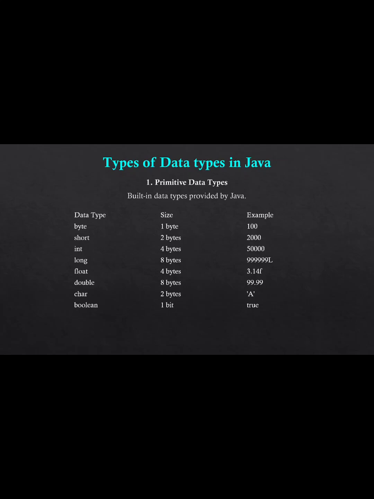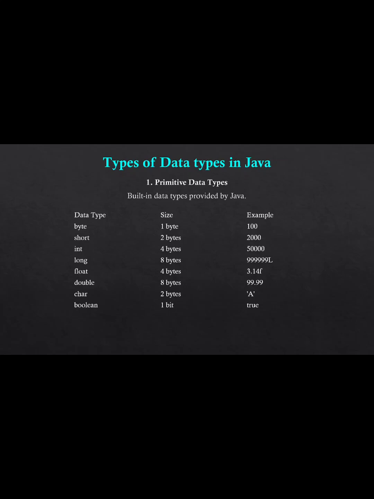Coming to float and double, they are used to store decimals only, but float stores decimals up to a few decimal places, whereas double can store many decimal places. That's why float size is 4 bytes and double size is 8 bytes. Next, coming to character. Character stores A, B, C, D, and also special symbols. Its size is 2 bytes. Boolean stores either true or false.